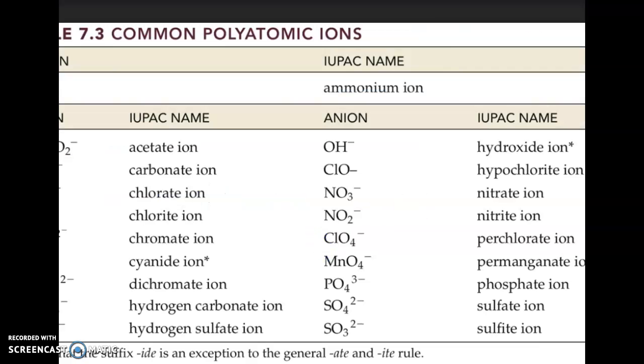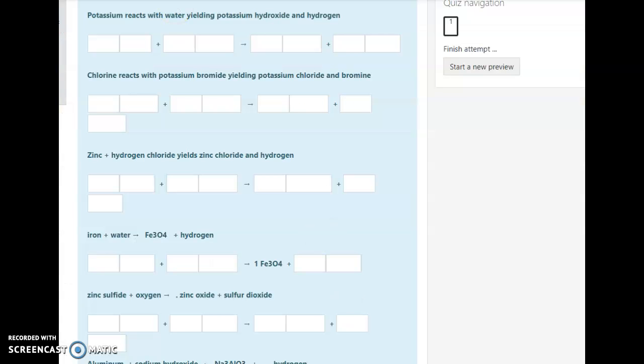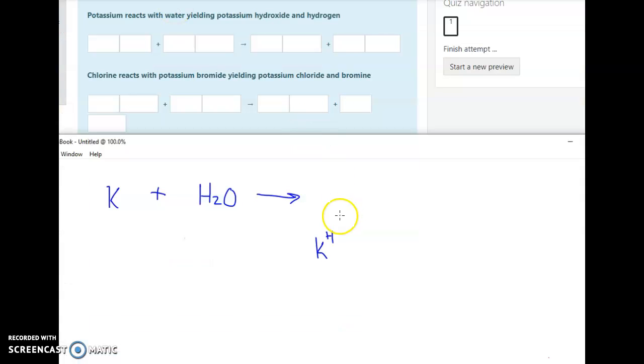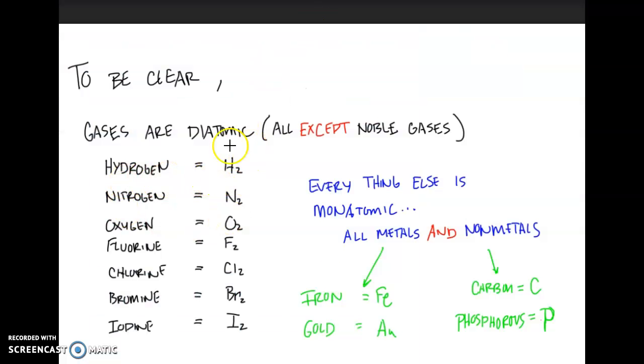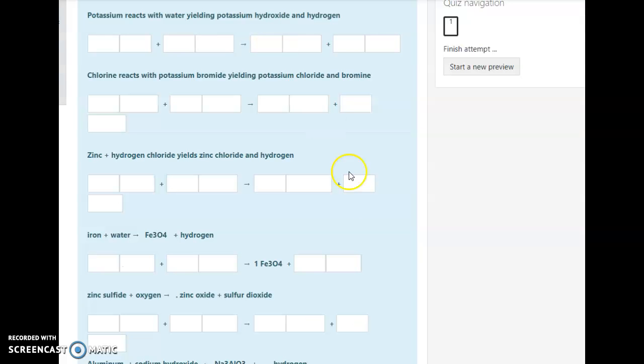Hydroxide is a polyatomic ion. It's found right here. Hydroxide is an OH 1-. So we go back and write in OH -1. And hydrogen is a gas, so we're going to write H2. This is hard to do with all these screens open, sorry.